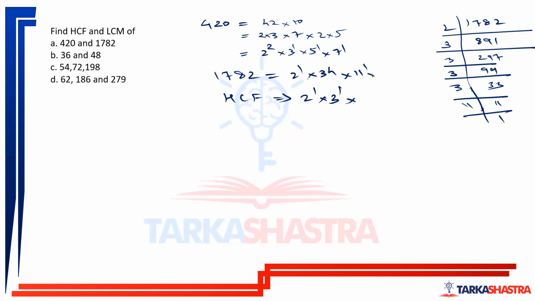Here you have 5 raised to 1. Can I write 5 raised to 0 over here? Yes. So this will be 5 raised to 0. Here you have 7 raised to 1. Can I write 7 raised to 0 over here? Yes, because 7 raised to 0 is 1.